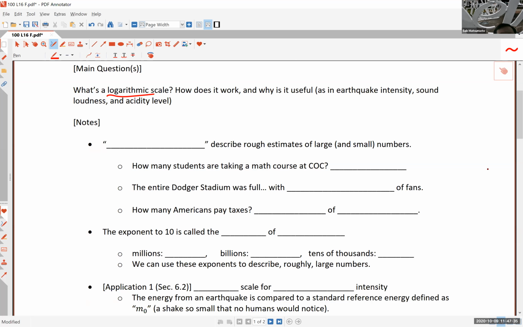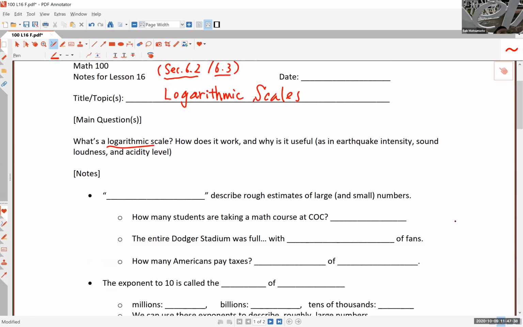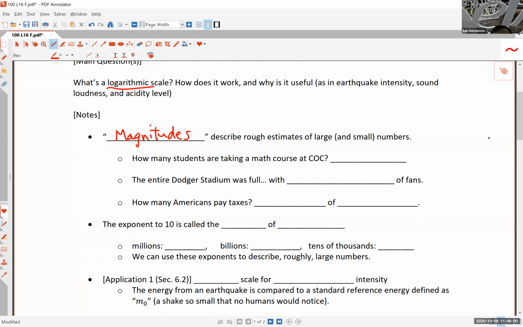All right, so what can we say? What can we start with? We will be talking about earthquakes in this lesson, but the first idea that I want to discuss is this idea of magnitudes, right? The magnitude 7 earthquake, for instance, is a phrase, but the word magnitude does not have to do only with earthquakes. We talk about the magnitudes of things, quantities all the time, right? So magnitudes describe rough estimates.